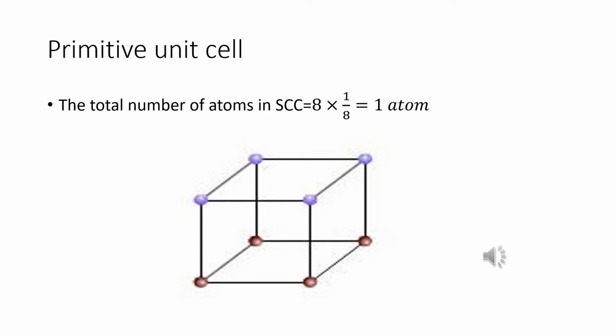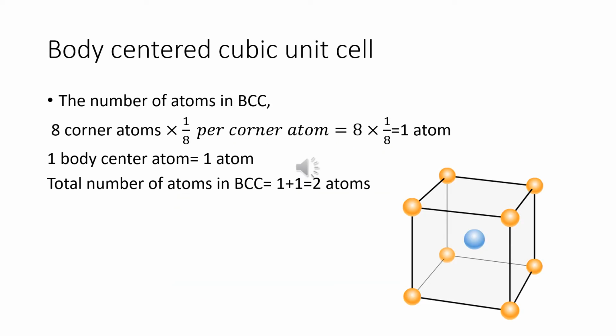In all, a cubic unit cell has 8 atoms on its corners, as we already know. The total number of atoms in one unit cell is 8 into 1 by 8, which is equal to 1 atom. So how many atoms are in SCC? That is 1. Now we see the body-centered cubic unit cell.